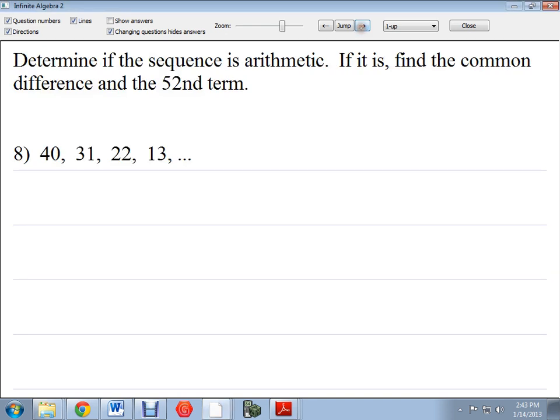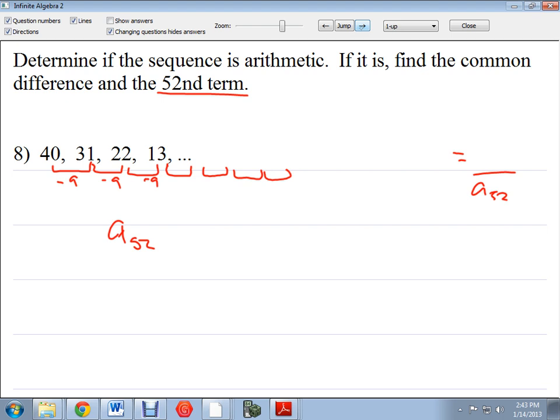So in this first example, we are given 40, 31, 22, 13. That is an arithmetic sequence. You can see that it is decreasing by 9 each time. And since it's going down by 9, you can say it's arithmetic. The directions say to find the 52nd term of the sequence, and I would not want to extend the sequence all the way out to what is eventually the 52nd term. That would take forever. So what I'm going to do is use the formula, a sub 52.